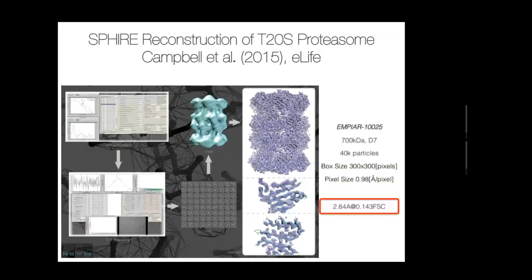To evaluate the performance of the SPHIRE pipeline, we reconstructed many proteins using EMPIAR datasets as well as in-house datasets. We try to cover different molecular sizes, point group symmetries, and shapes as much as possible. Here is a result from EMPIAR datasets with T20S proteasome. We achieved 2.89 angstrom, which is comparable to the original published work.